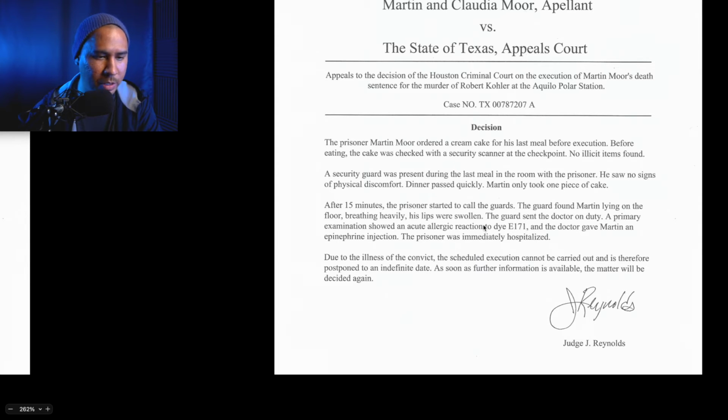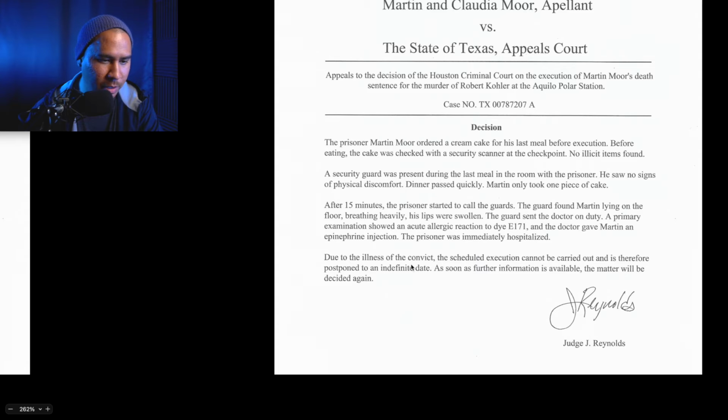His lips were swollen. Okay, that's what I was suspecting, an allergy of some sort. The guard sent the doctor on duty. A primary examination showed an acute allergic reaction to dye E171, and the doctor gave Martin an epinephrine injection. I'm not even going to try to read that.